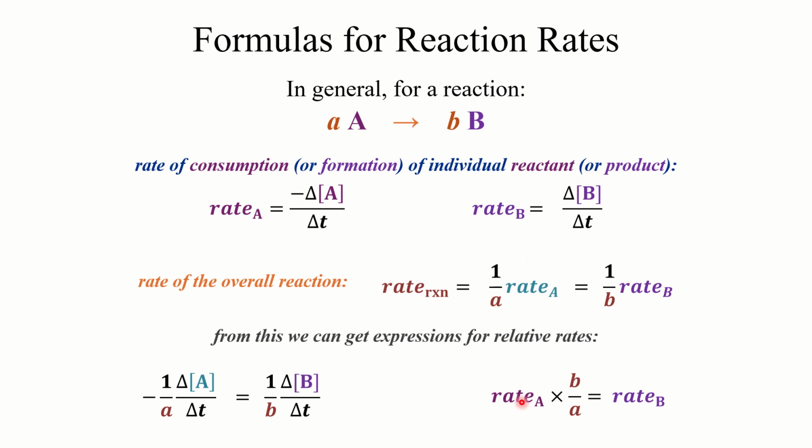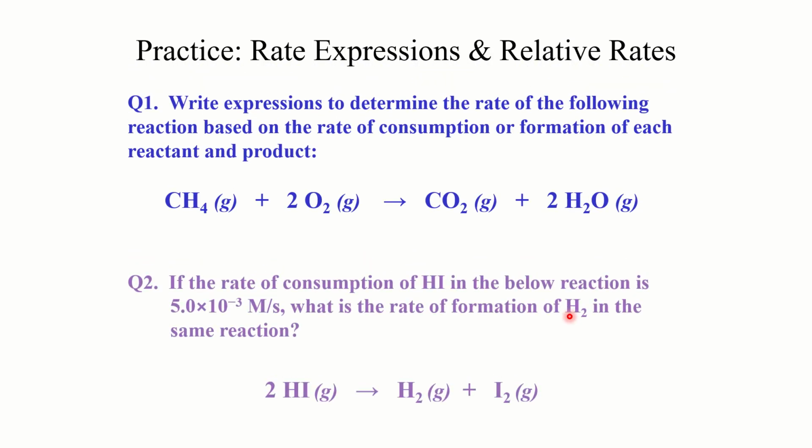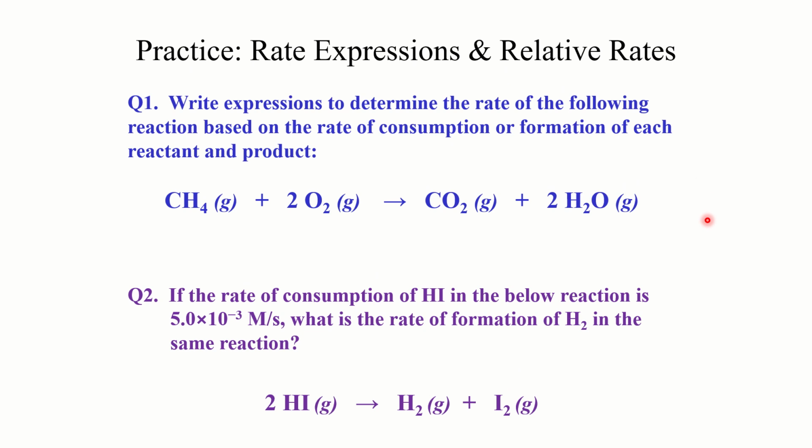And here we can get expressions for those relative rates, where we can say that negative 1 over a times delta A over delta T equals 1 over b times delta B over delta T. Essentially, we took these expressions, subbed in these expressions and combined them to get this expression down here. And the last one states that rate A times b over a equals rate B. That comes from setting these two terms equal to one another and getting the constants, these coefficients, on the same side.